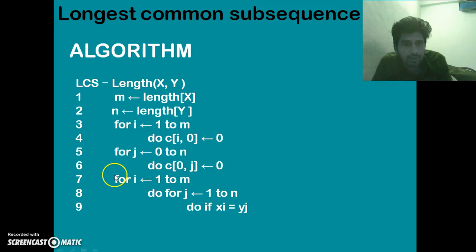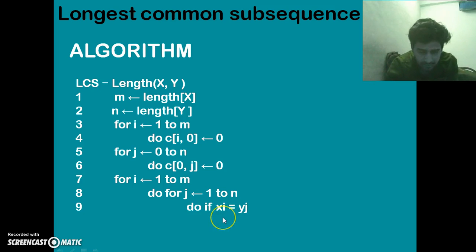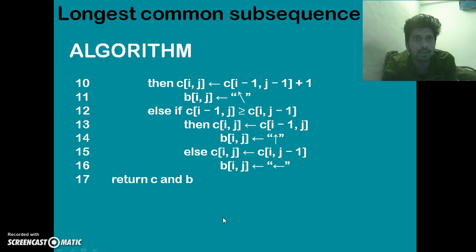And for the value of i from 1 to m and the value of j from 1 to n, we are checking the condition if xi is equal to yj. If this condition is fulfilled, then we are incrementing the value of c of i minus 1, j minus 1 by 1 and assigning this value to c of ij. And we are also assigning an arrow with a slight tilt to b of ij.